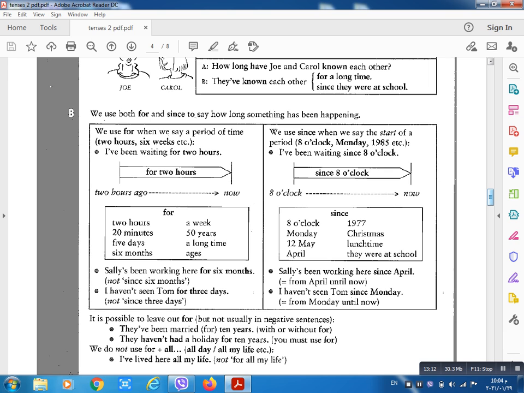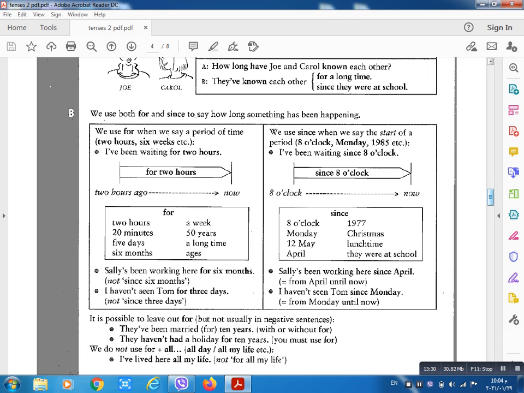Since when? When is the starting point of the period I have been waiting here. But with since, this happens. It means we use since when we say the start of the period. For example, I have been waiting since 8 o'clock.